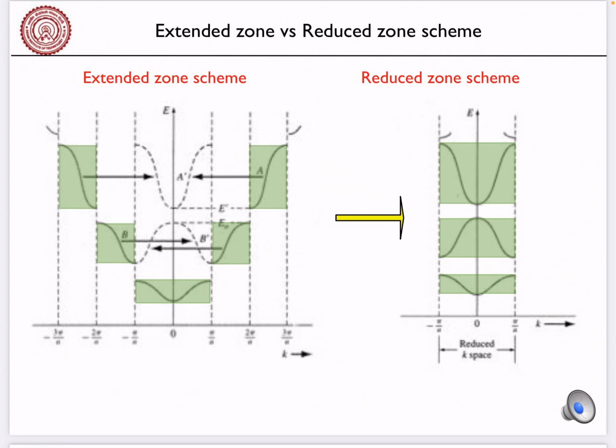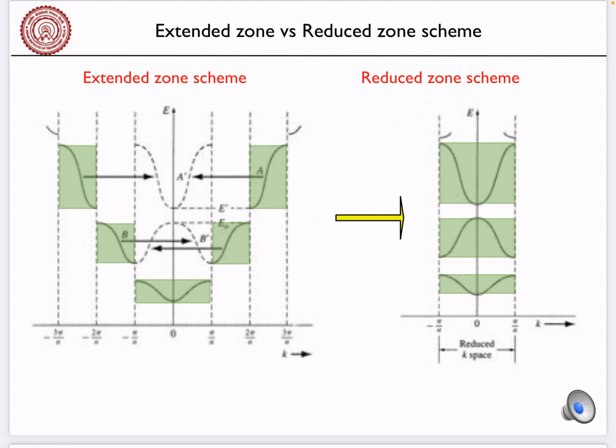So, if you remember, any values of k which is periodic in 2 pi by a, right, will have the same energy. Okay, so this is what I am trying to show here. So, this solid line in zone 2 is the same as the dashed line in zone 1 on the left side. So, I am showing it by an arrow.